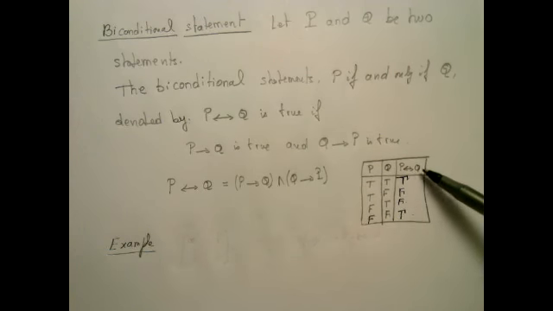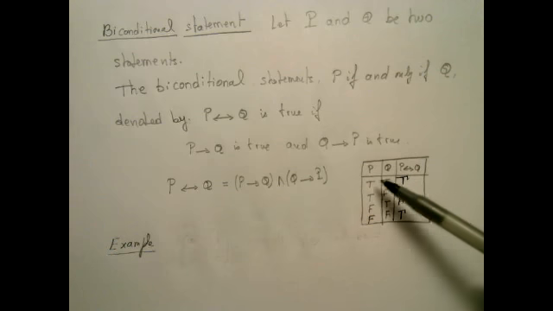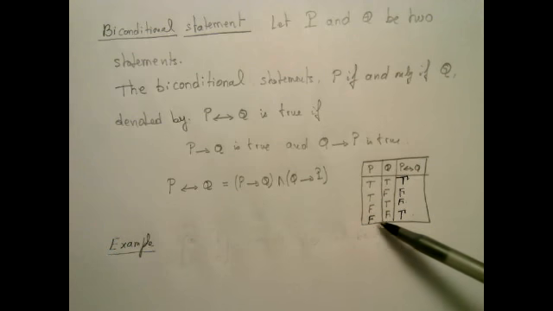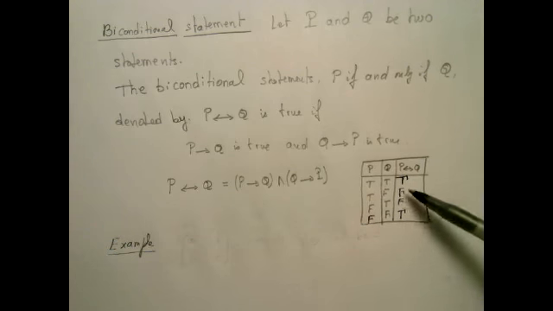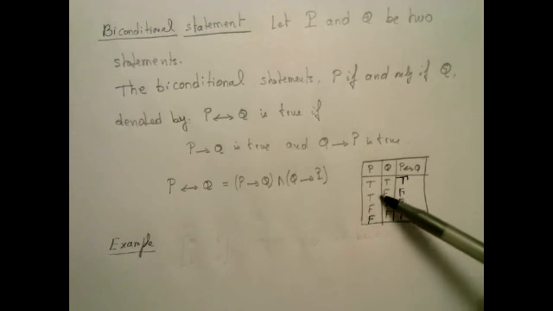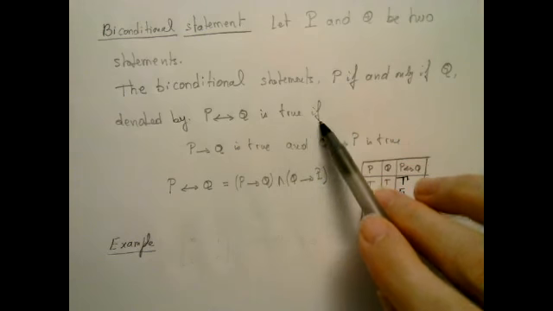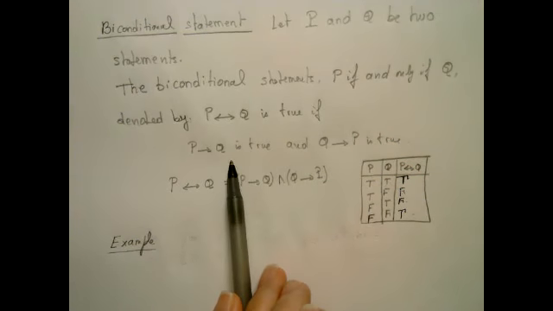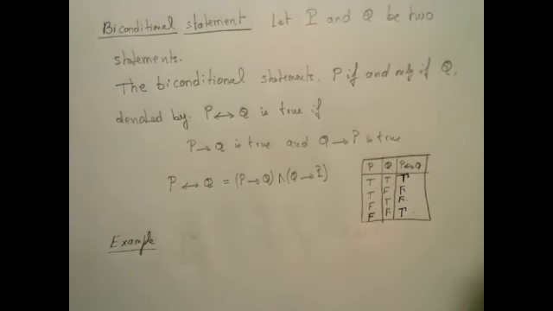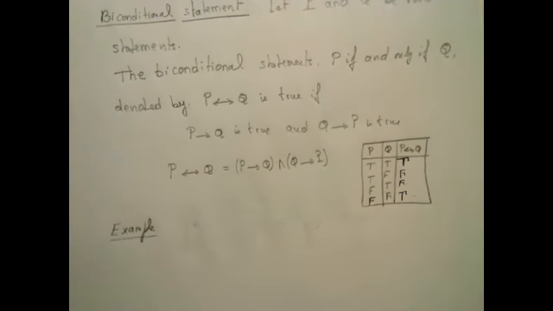So P if and only if Q is true if both are true or both are false, and false if one is true and one is false. But the best way to understand the biconditional statement is this way: P if and only if Q is true if P then Q is true and Q then P is true. And biconditional statements occur a lot in math.